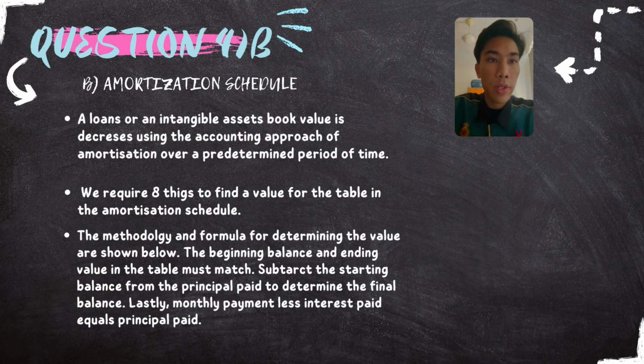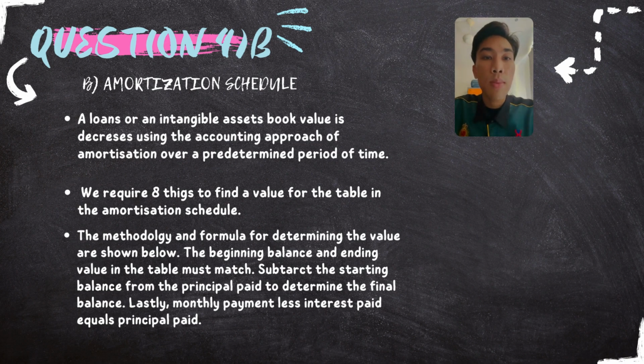Question 4B is amortization schedule. For the first point, a loan's or intangible asset's book value is decreased using the accounting approach of amortization over a predetermined period of time. Next point, we require 8 things to find a value for the table in the amortization schedule. Lastly, the methodology and formula for determining the value are shown below.